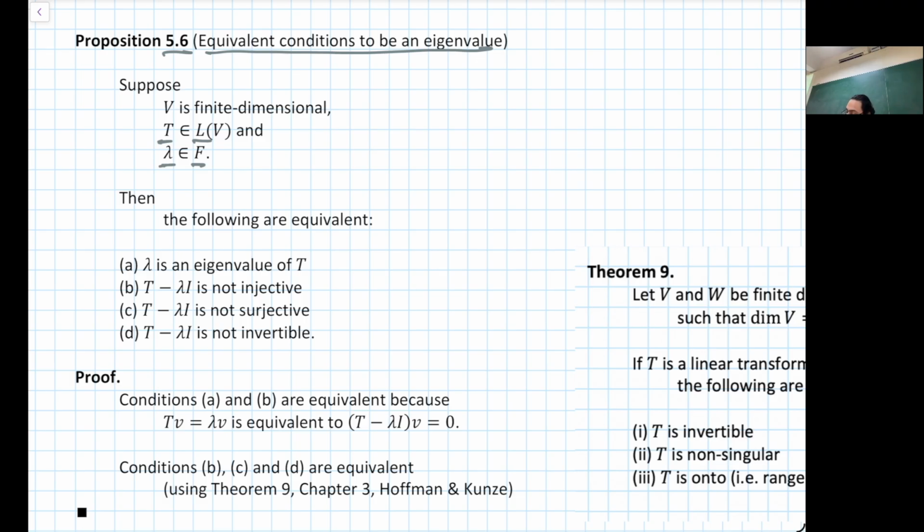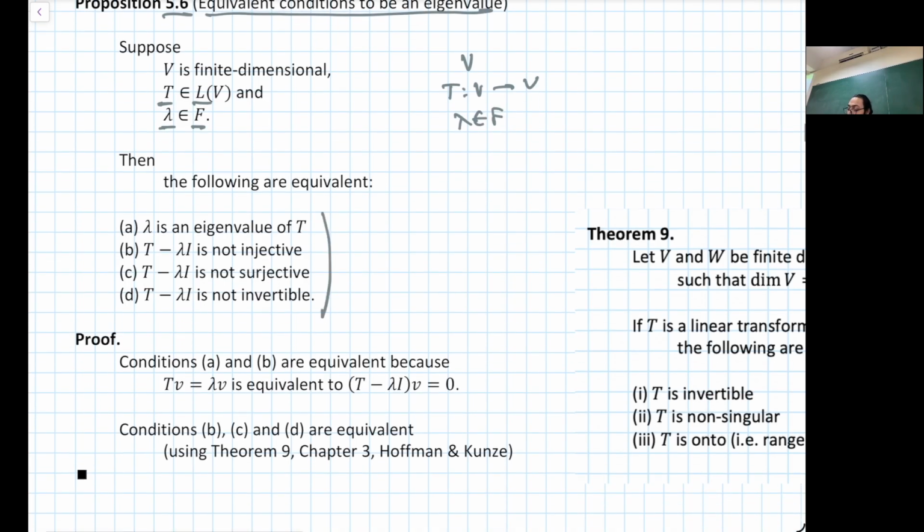Okay, so this is fine. So you have a vector space, T is going from V to V. Okay, and lambda is in the field F. It says that the following three things are equivalent. The first thing is that lambda is an eigenvalue. Okay, so this is the first thing.